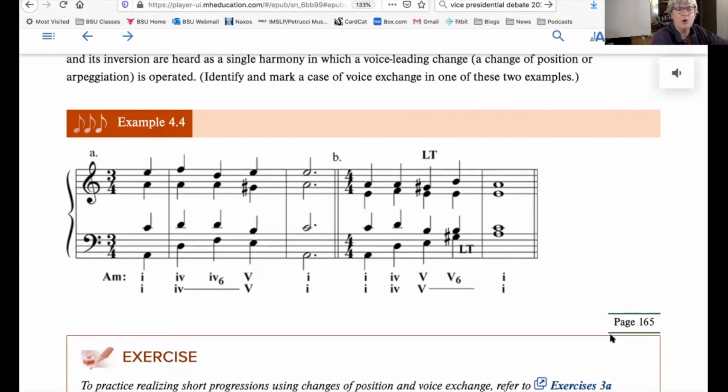Example 4.4 shows the same kind of prolongation by arpeggiation that we have just seen in example 4.3. Now the chords that are being prolonged are the 4 chord in example A and the 5 chord in example B. See if you can figure out which of these examples uses parallel tenths and which of these examples uses a voice exchange to prolong the 4 chord and the 5 chord.